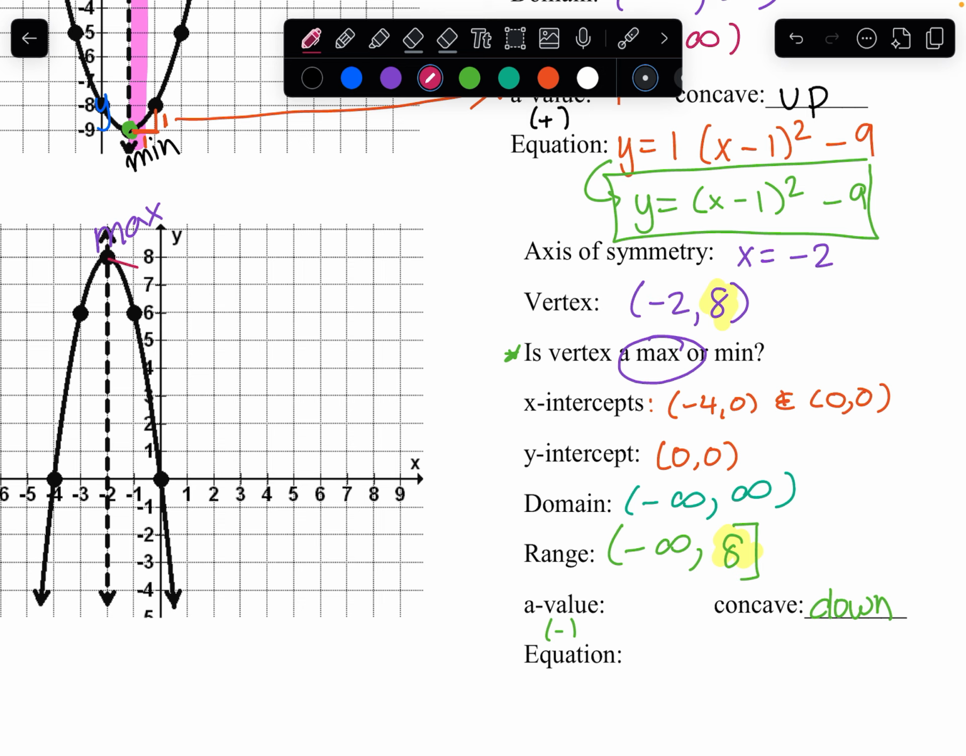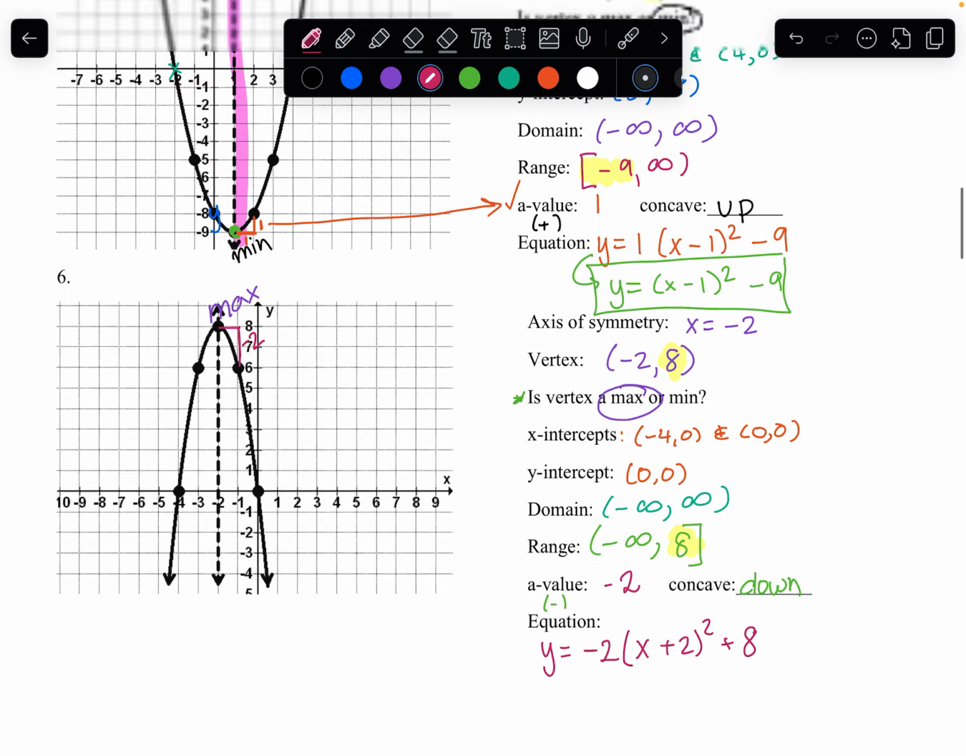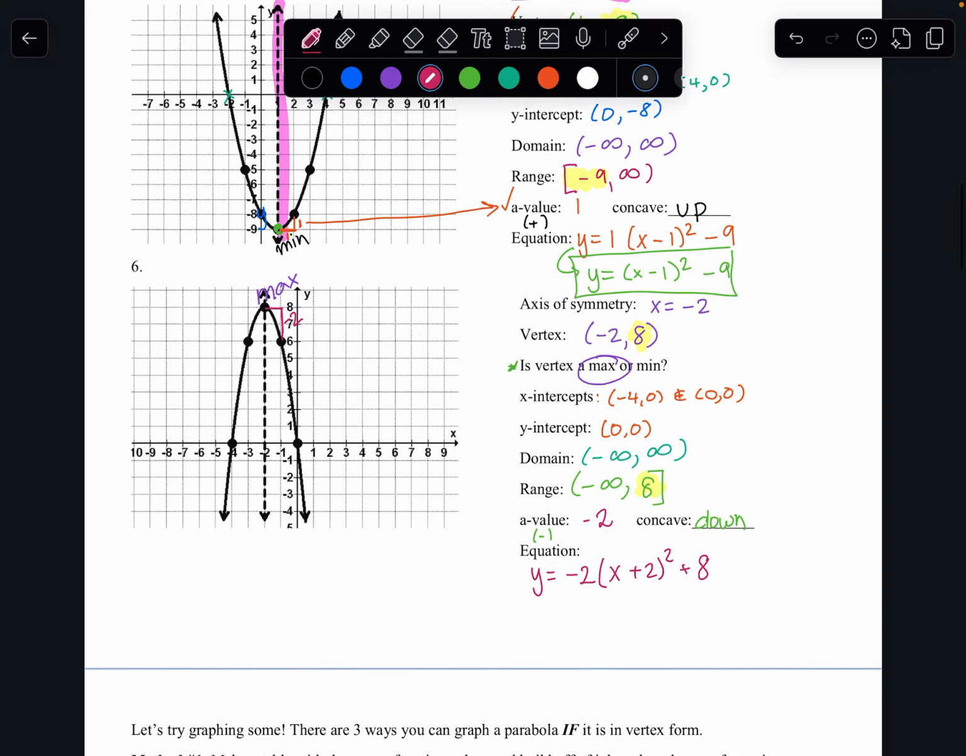Now, how do we get our a value? We go over 1. How far down did we go? -2. And so we need that because our equation is going to be y equals -2 times x plus 2 squared plus 8, because we're changing that sign. Okay? Let's go to the next page.